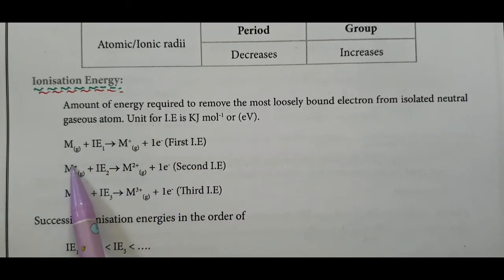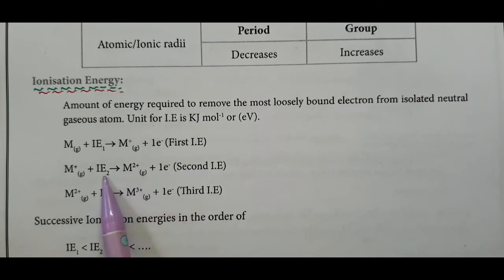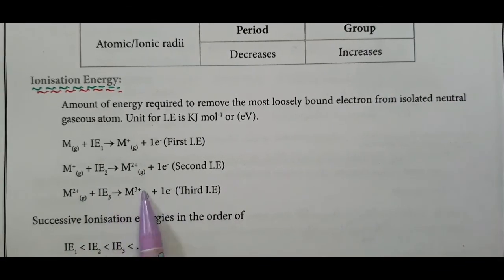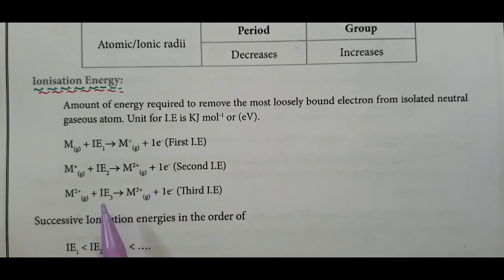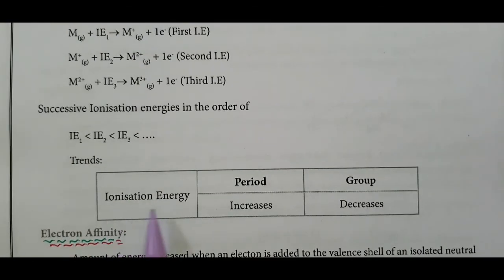From the monopositive ion, a second electron is removed and it becomes a dipositive ion. The energy required is second ionization energy. From the dipositive ion, 1 electron is removed and a tripositive ion is formed. The energy required is called third ionization energy. Remember, successive ionization energies are in the order: first ionization energy is less than second and third, and so on. Trend in the periodic table: ionization energy in a period increases when you move from left to right, and in a group decreases.